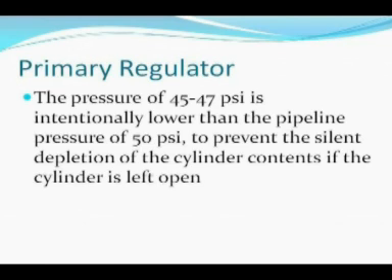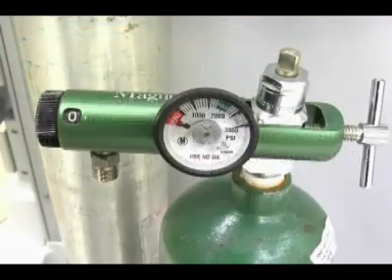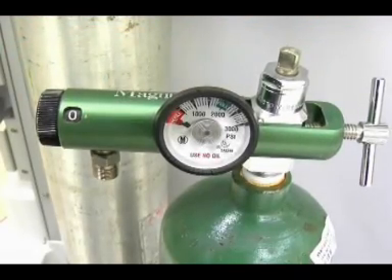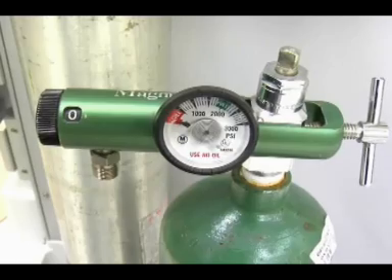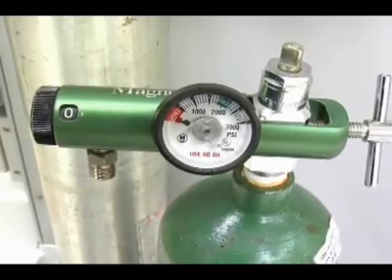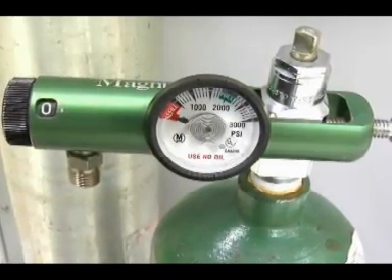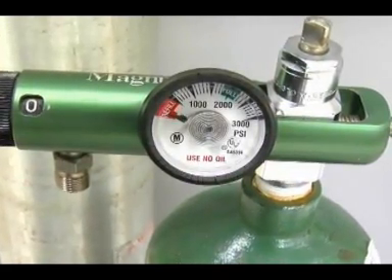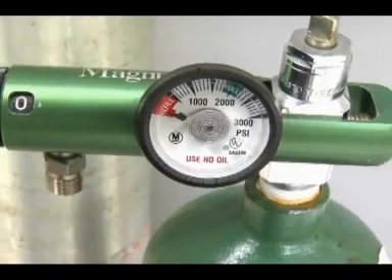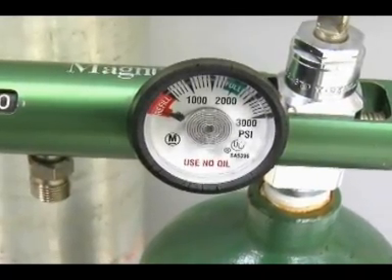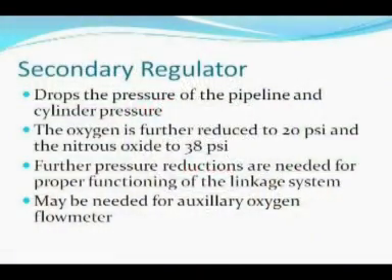The pressure of 45 to 47 pounds per square inch is intentionally lower than the pipeline pressure of 50 psi to prevent the silent depletion of the cylinder contents if the cylinder is left open. The pressure of the cylinder is measured using a Bourdon gauge. This gauge contains a tube inside that, when exposed to gas pressure, straightens and causes the needle point to move, and the pressure can be read.